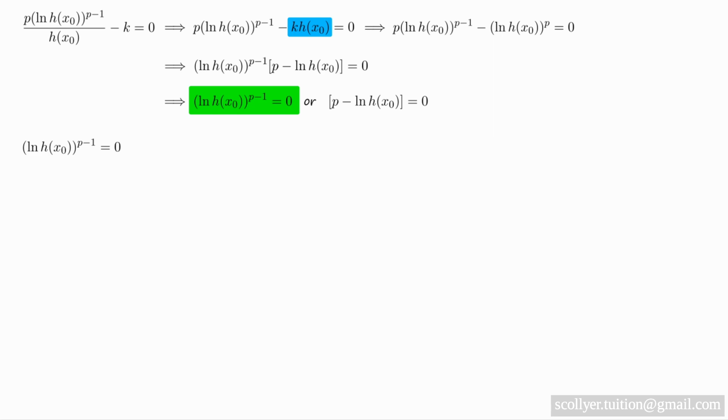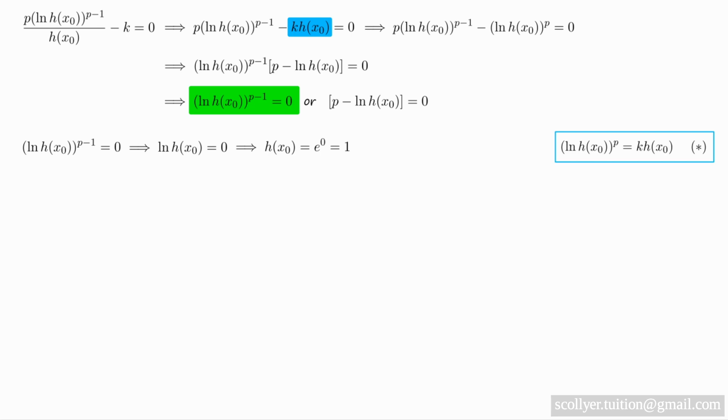So if we have that log of h of x sub 0 to the p minus 1 equals 0, then we must have that the log of h of x sub 0 equals 0, which gives h of x sub 0 equals e to the 0, which equals 1. And then we bear in mind the relationship star, that the log of h of x sub 0 to the p equals k times h of x sub 0. Log of h of x sub 0 is 0, h of x sub 0 is 1, so we have 0 to the p from the relationship star equals k times 1, which gives k equals 0.